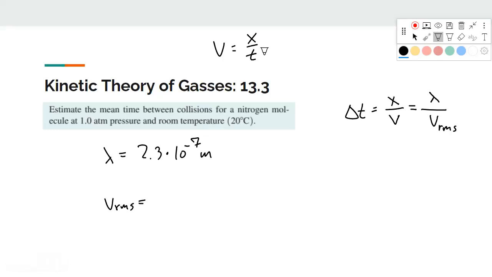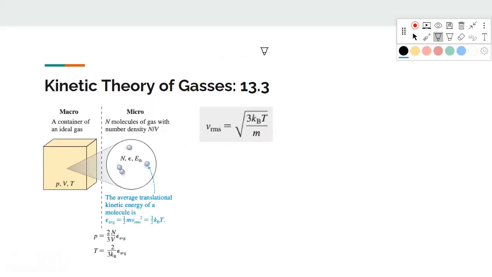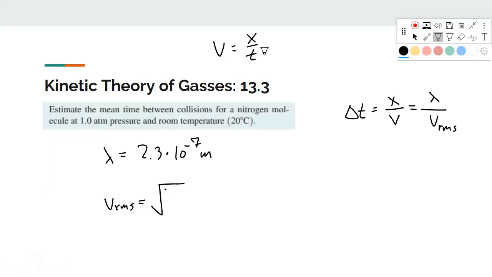And then to get our RMS velocity, since we know the temperature, it's easiest to just use this formula directly. So the VRMS is root 3 kBT over the mass of the gas. And we have to convert our temperature into Kelvin. So this is going to be root 3 kB times 293 Kelvin over the mass of the nitrogen molecule. This is where we have to be careful.